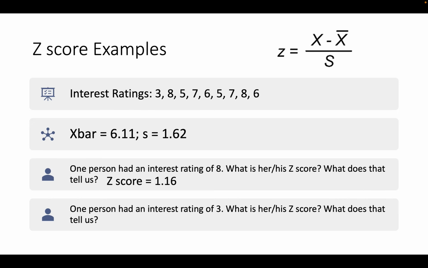So I want you to try to work the next one on your own. So if a person had an interest rating of 3, what is their z-score? So take their score, subtract the mean, divide that by the standard deviation, and what do you get?